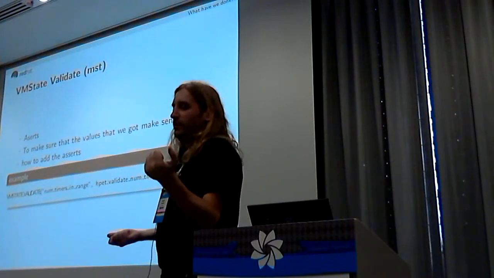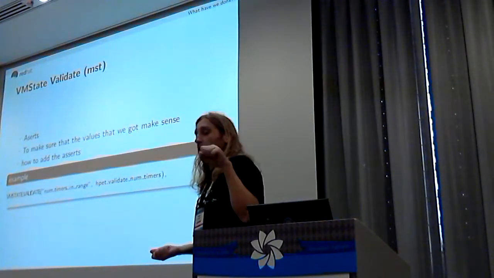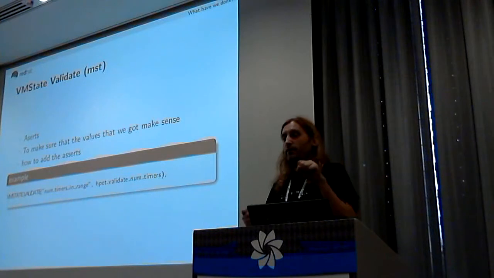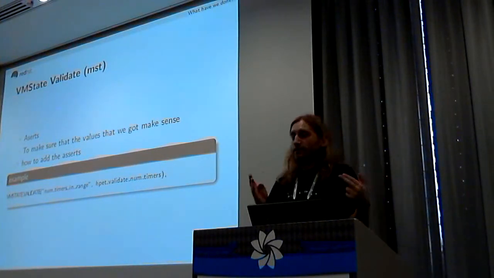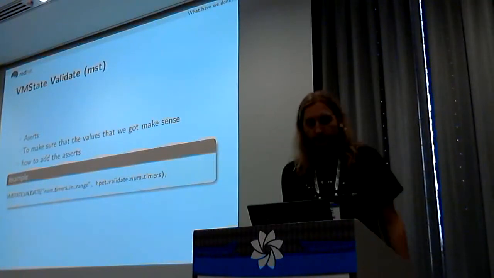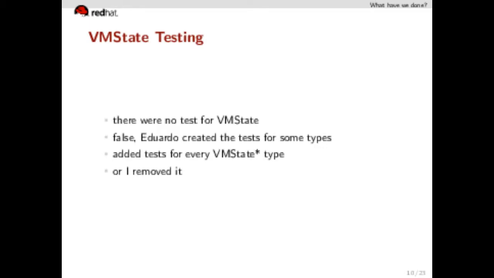Sometimes we read from the network something like the size of one buffer, and then we read the size. If we are not checking what the size is that we are reading, well, we can overwrite anything. So this is one of the things that we have done. And we also implemented VMState testing.